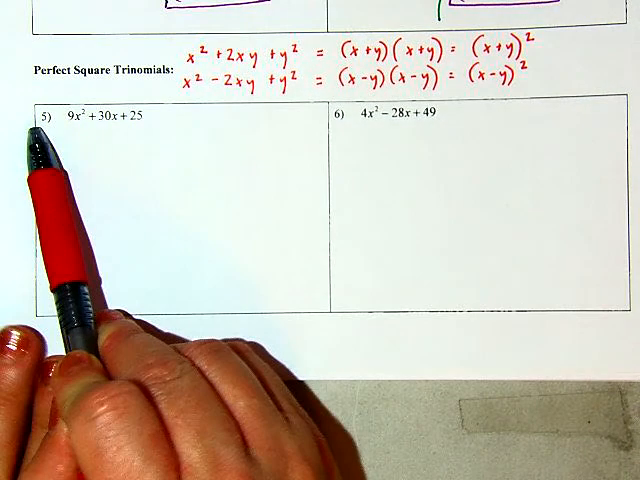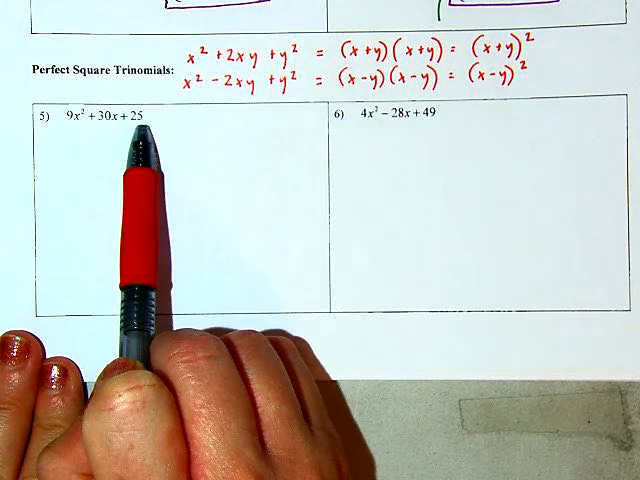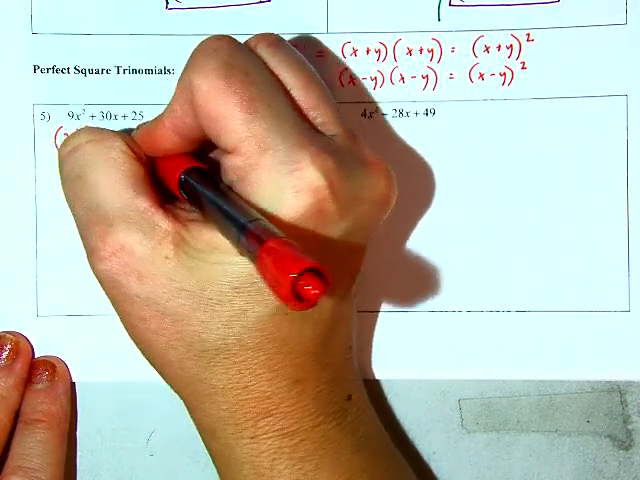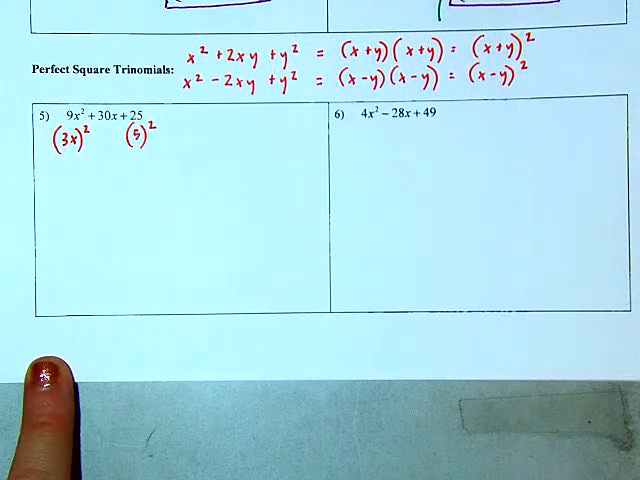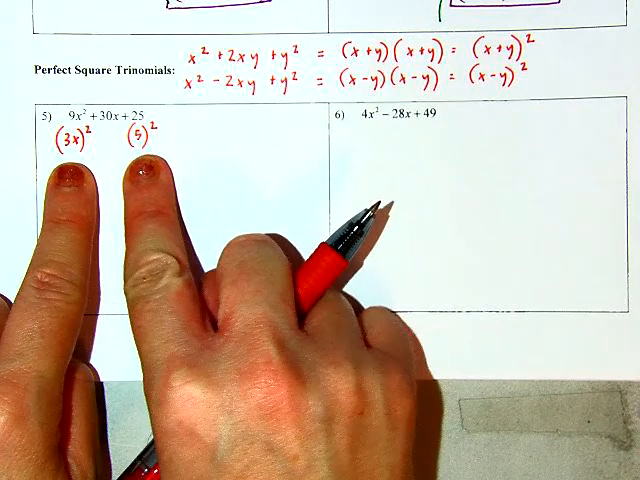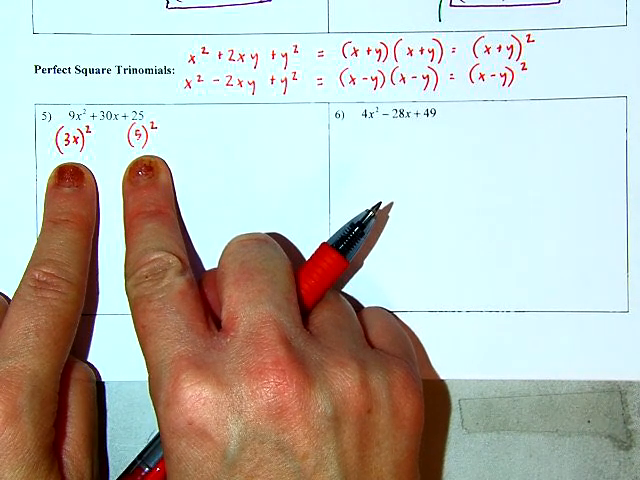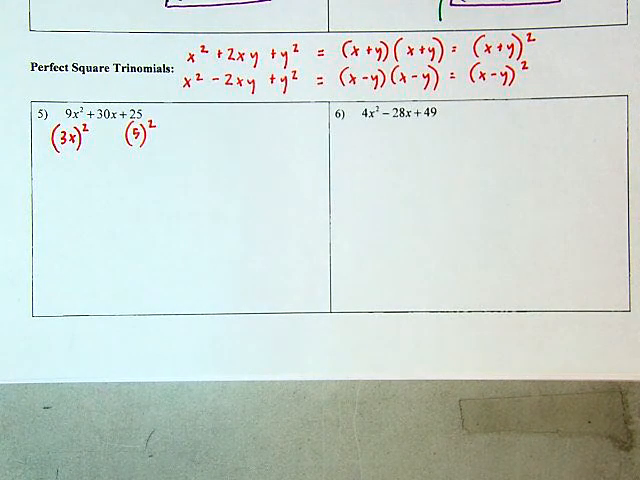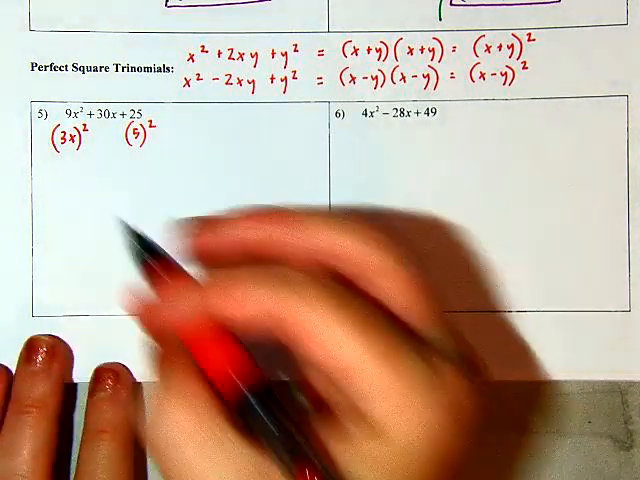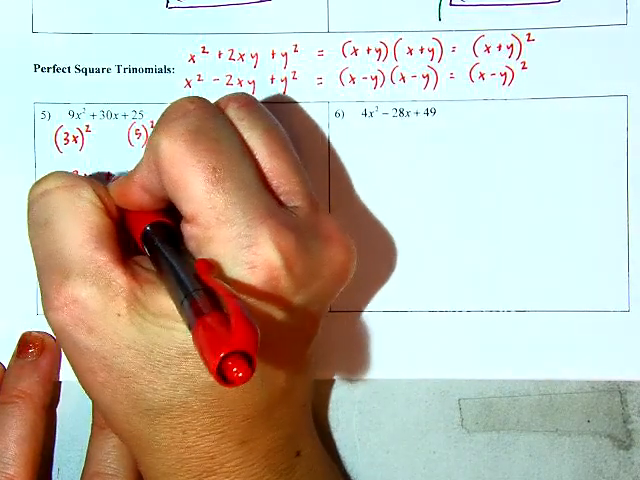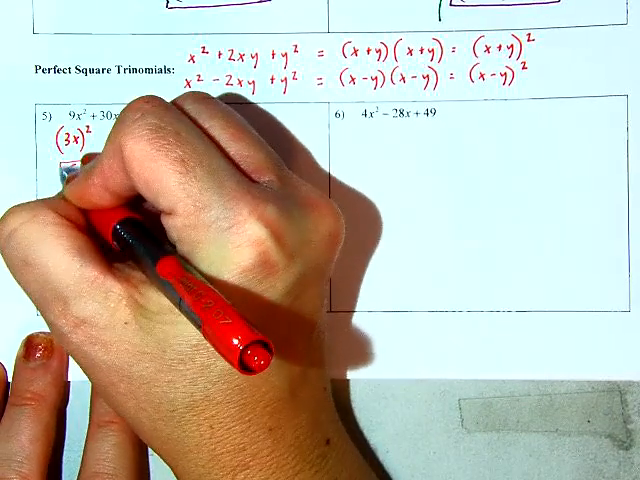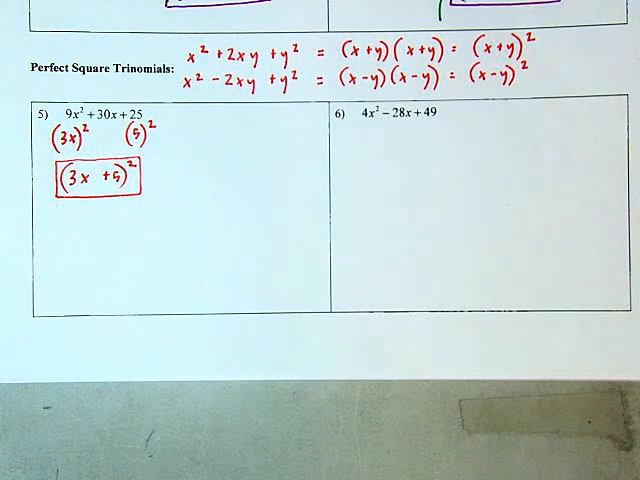So when I look at problem 5, I can see that the first term is a perfect square, so is the last term. So my first term is 3x as a quantity squared, and my last term is 5 as a quantity squared. So now, if I take 3x times 5, that's 15x. And if I double it, it gets me what's in the middle. So that helps me detect this as a perfect square trinomial. So then when I write it factored, I just write it as 3x plus 5 in parentheses squared. So a perfect square trinomial will always factor into a binomial squared. So a binomial times itself.